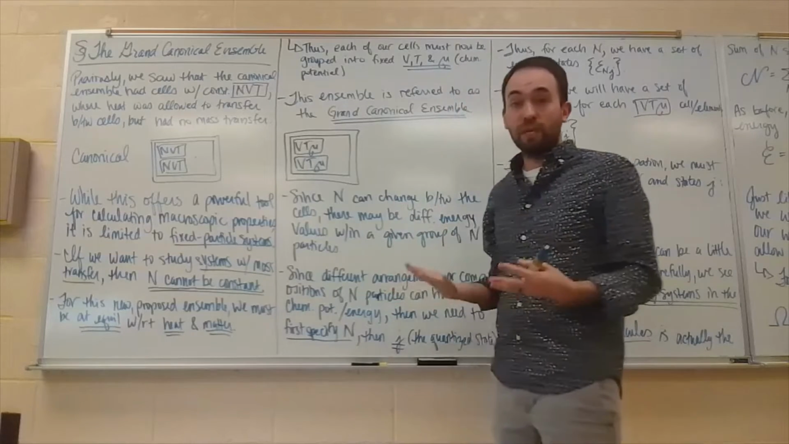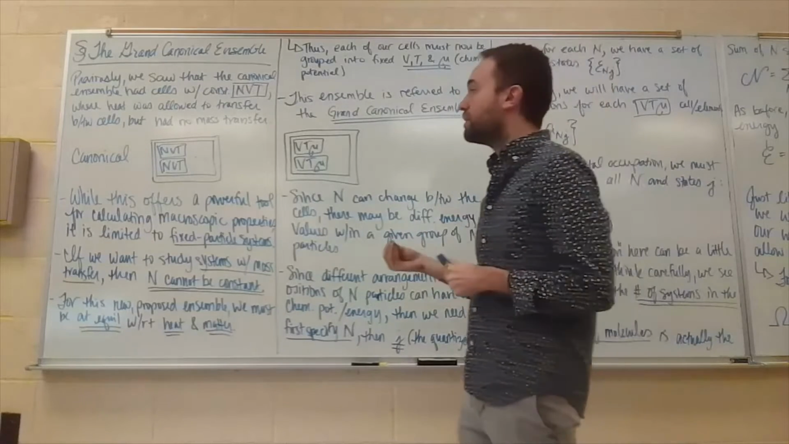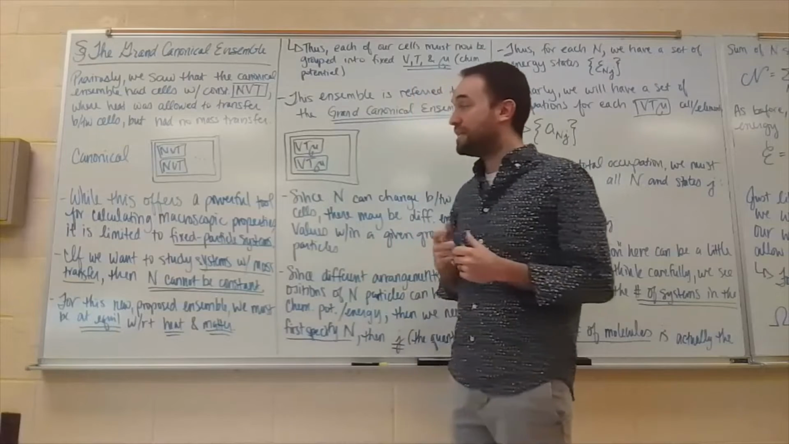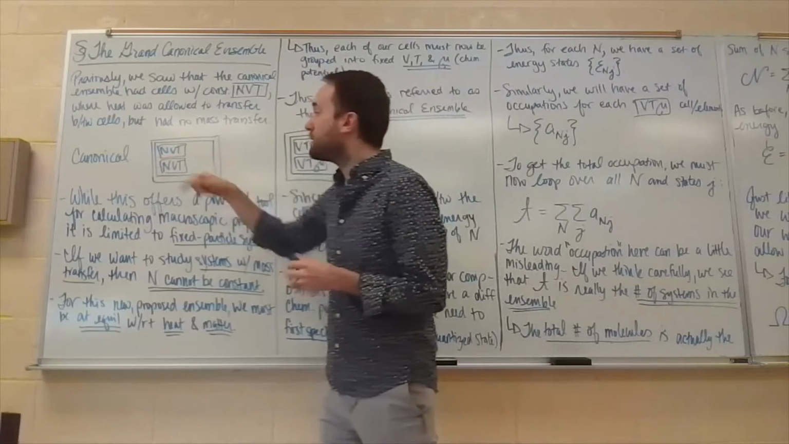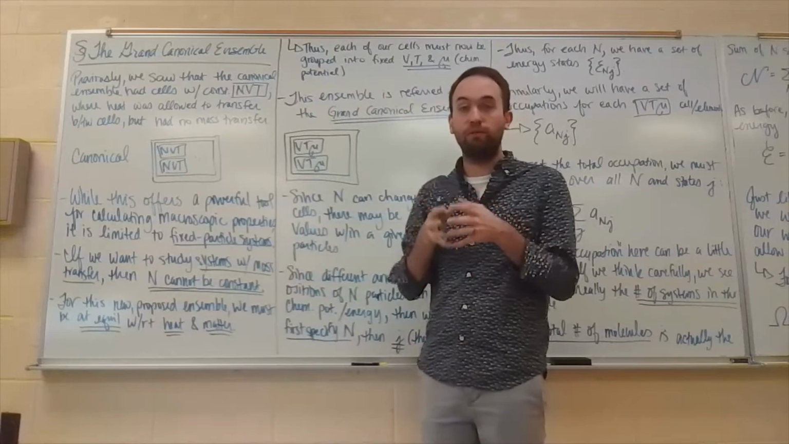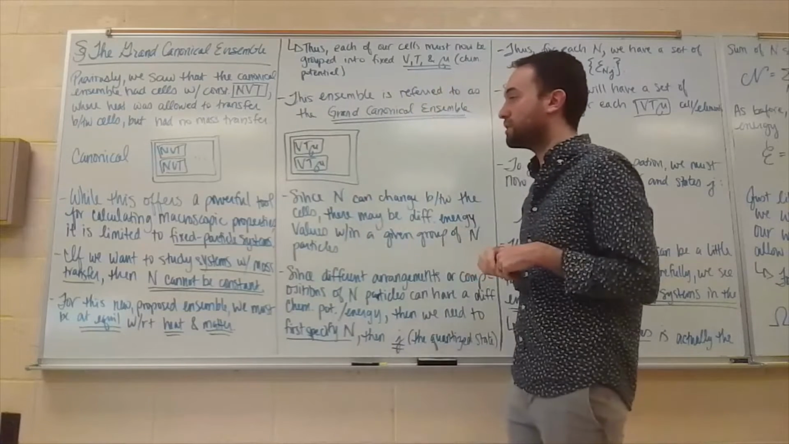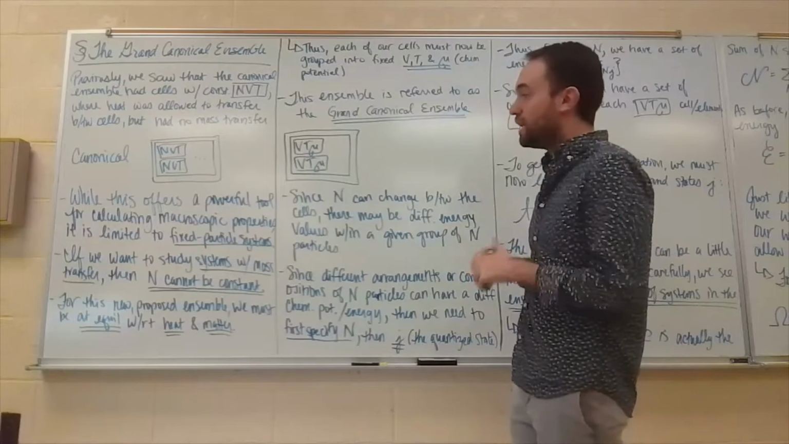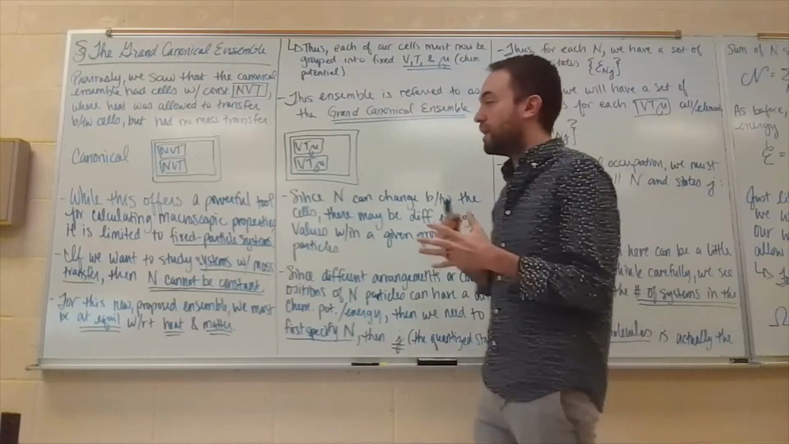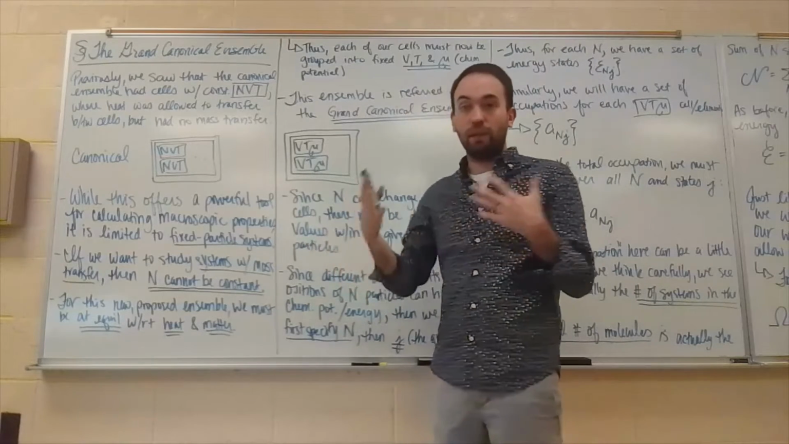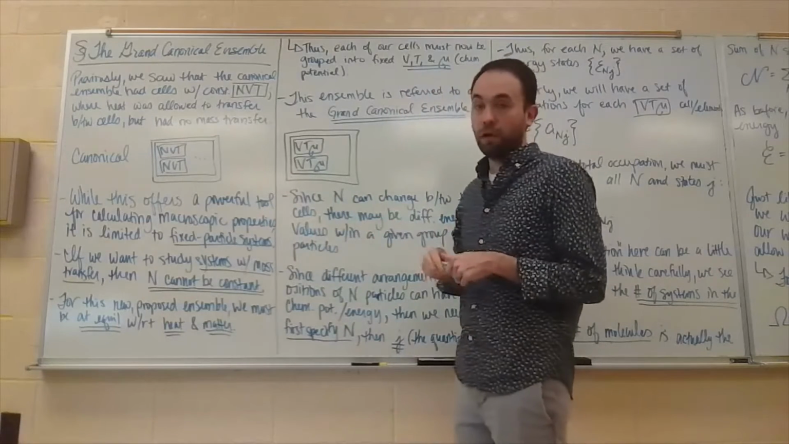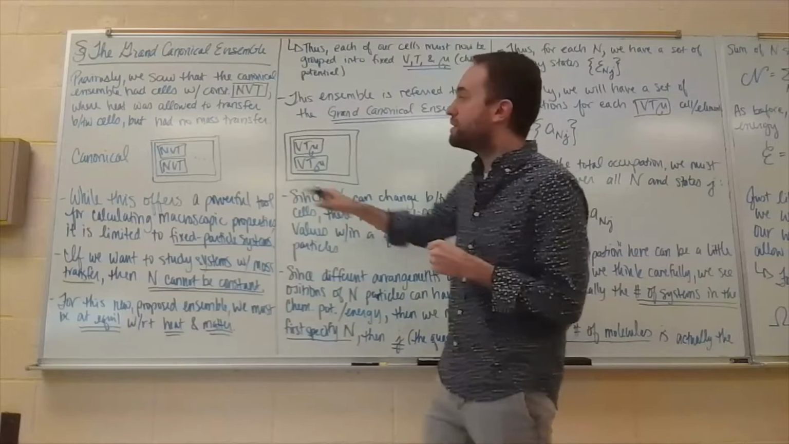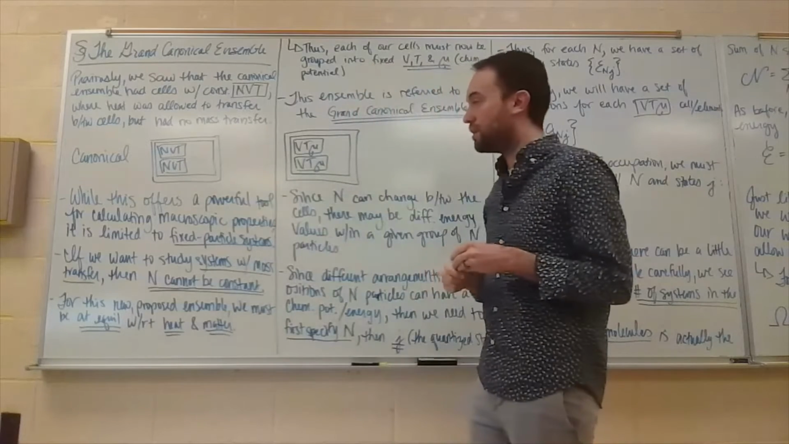Now, while this offers a powerful tool for calculating macroscopic properties, it is limited to fixed particle systems. Notice that each of these boxes has a specific number of fixed particles in each of those little cells for our microstates. If we want to study systems that involve mass transfer, that allow particles to move from one to the other, then N, our number of particles, cannot be constant within the individual cells.